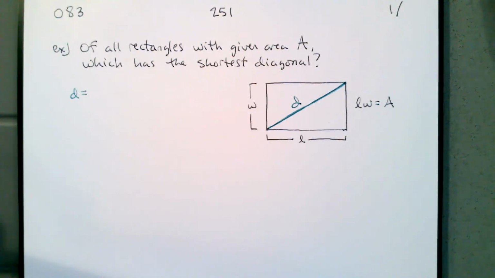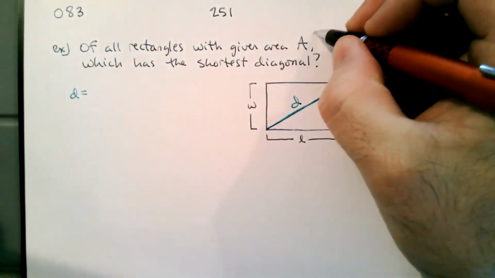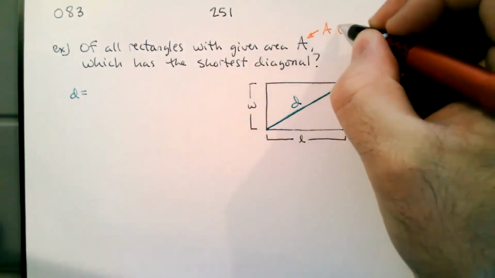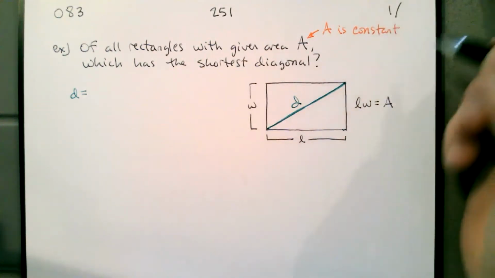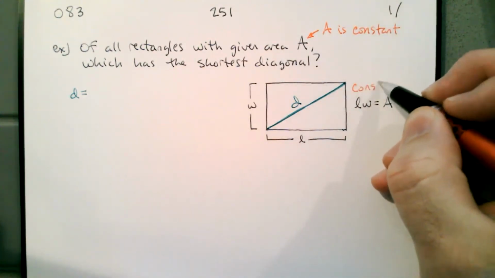All right, let's take a look at what we got. We've got a generic rectangle with a generic length and a generic width. Our constraint is that the length times the width is a fixed area. So rather than having a fixed volume of 40 like we did yesterday, we have a fixed area. A is constant, and so the area is our constraint. And so here is our constraint.